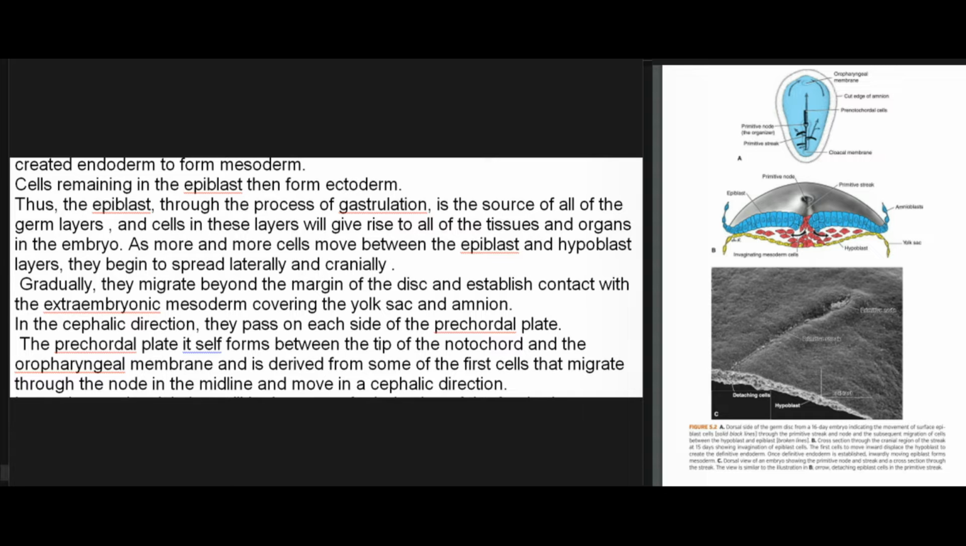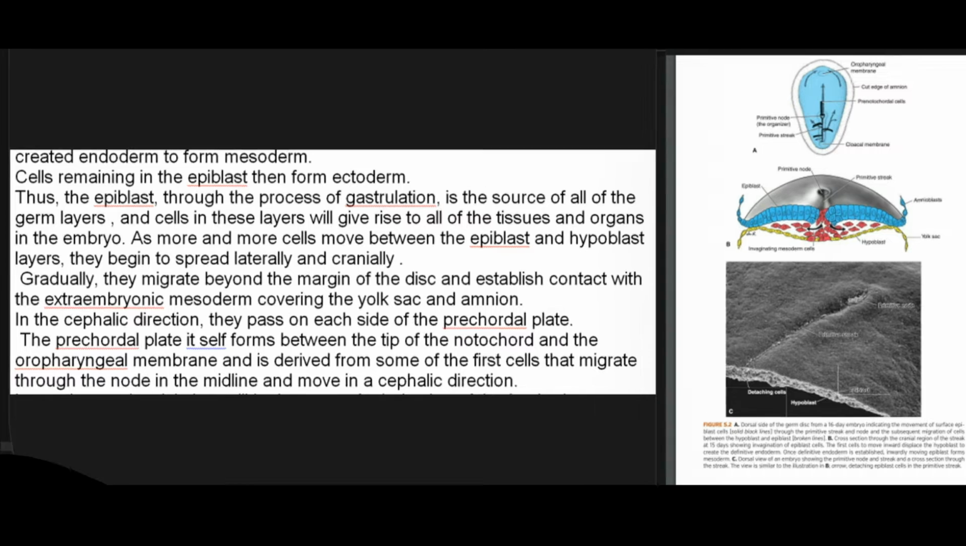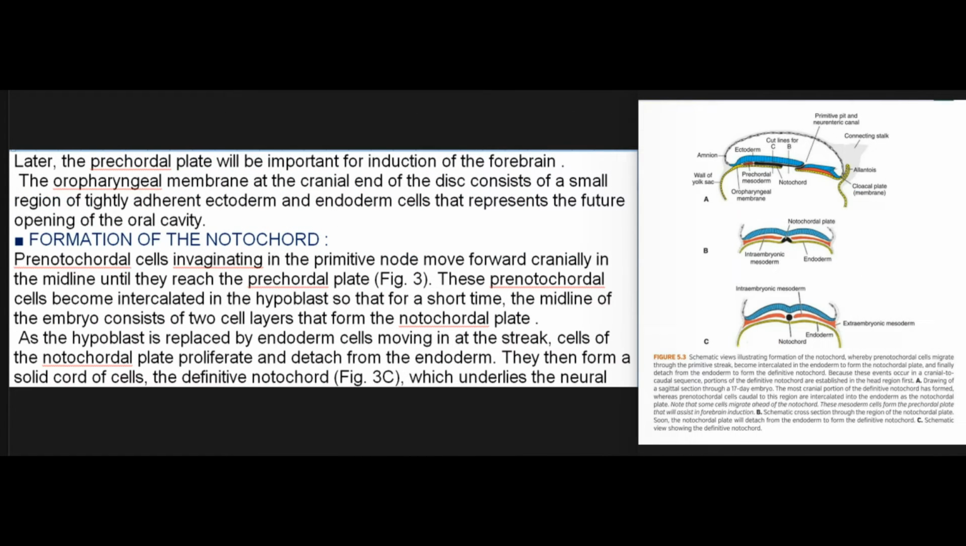As more and more cells move between the epiblast and hypoblast layers, they begin to spread laterally and cranially. Gradually, they migrate beyond the margin of the disc and establish contact with the extraembryonic mesoderm covering the yolk sac and amnion. In the cephalic direction, they pass on each side of the precordial plate. The precordial plate itself forms between the tip of the notochord and the oropharyngeal membrane and is derived from some of the first cells that migrate through the node in the midline and move in a cephalic direction. Later, the precordial plate will be important for induction of the forebrain.